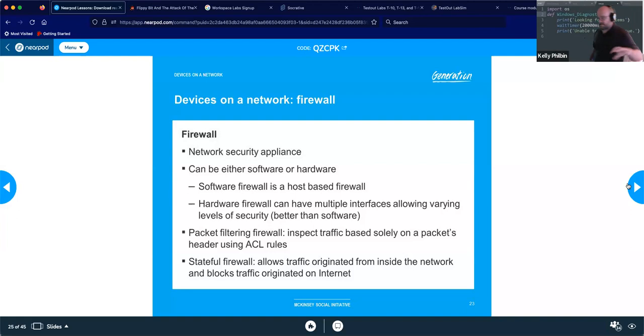Questions on this? Can we apply ACL on a stateful firewall or not? Basically, you can have ACL aspects, yes, on a stateful firewall. So you can do content filtering. But typically, packet filtering is where you're going to see it. So that's firewalls. We'll talk more about firewalls as we go through, but that's just kind of an introduction to it.